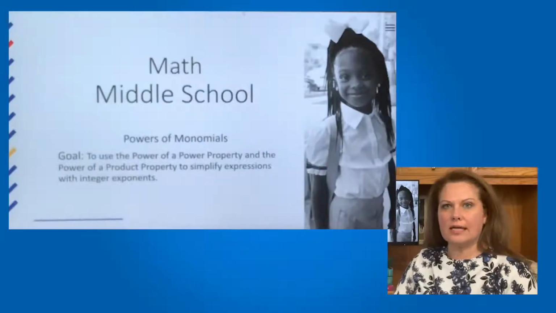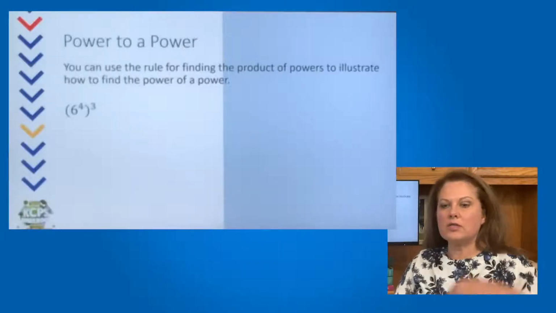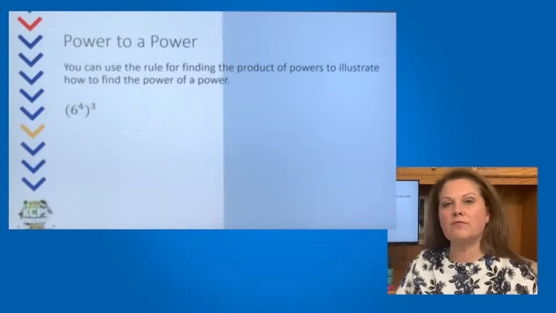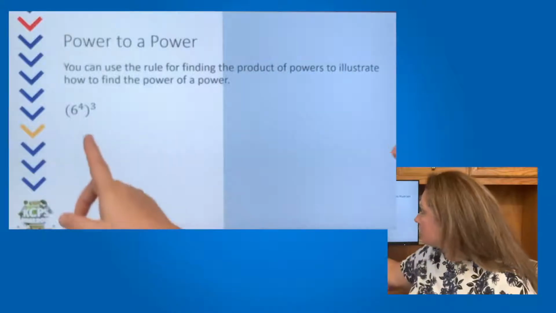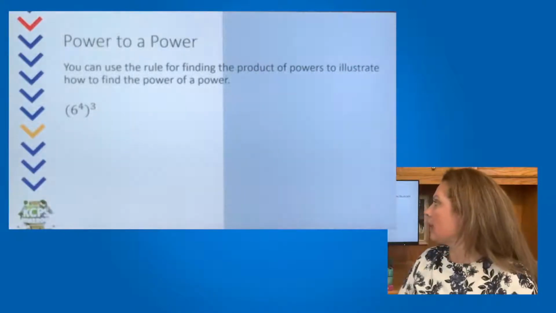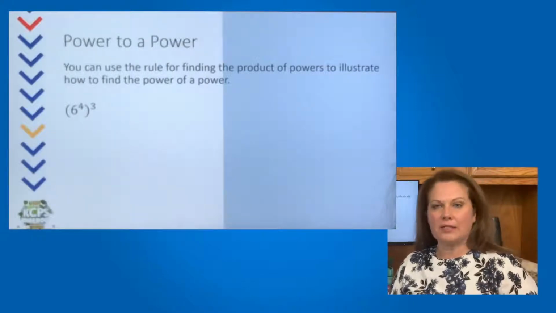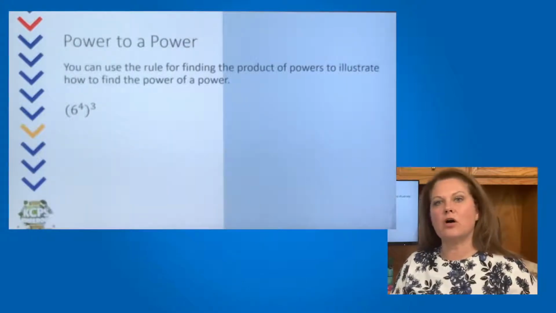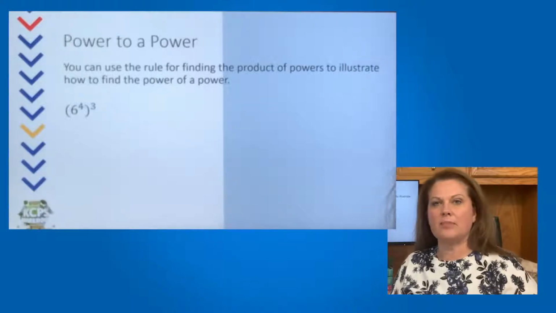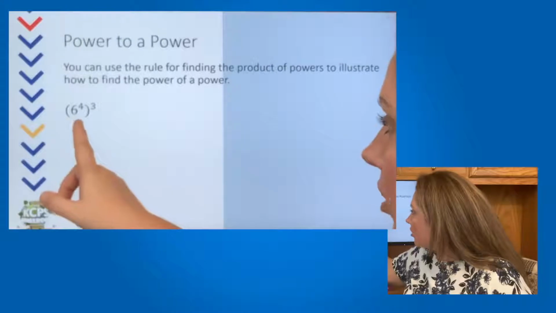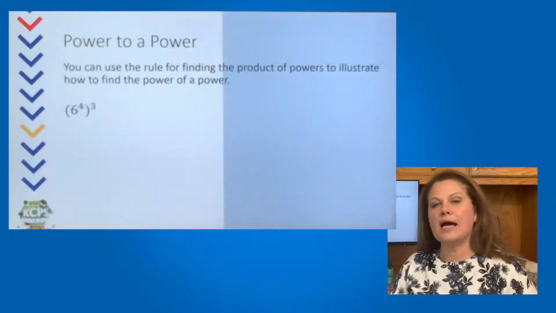In our first example, we're going to use our product of powers property to illustrate how to find powers of a power. Now in our first example, (6 to the 4th power) to the 3rd power, you'll notice we have two exponents. I want you to focus on the exponent that is outside the parentheses, the 3. That tells us that our 6 to the 4th power is actually working as a base.